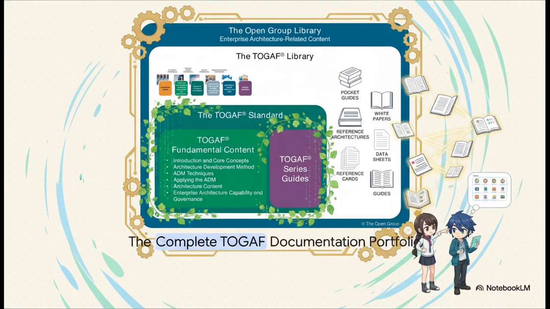Now, taking a look at the complete documentation portfolio, I like to think of this like a really expansive, well-organized restaurant menu. On the left side there, we've got the TOGAF standard itself, which splits neatly into fundamental content and series guides. And then, kind of wrapping around it on the right, you have the TOGAF library, which is absolutely packed with white papers, pocket guides, and reference architectures.